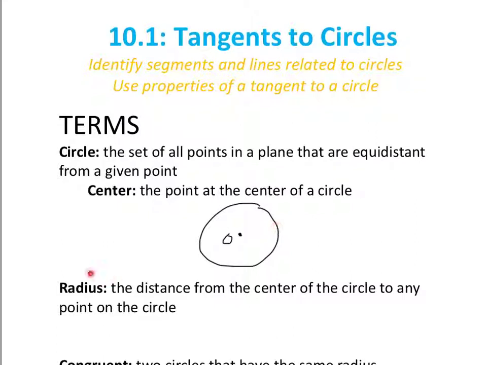We'll get there. Oh, it's right here. So the radius is that distance. So right here, the radius is that distance from the center of the circle to any point on the circle. So you could draw an infinite amount of radiuses in any given circle.